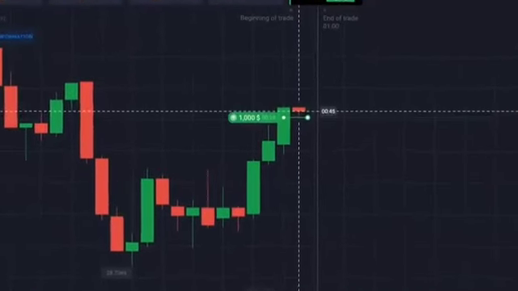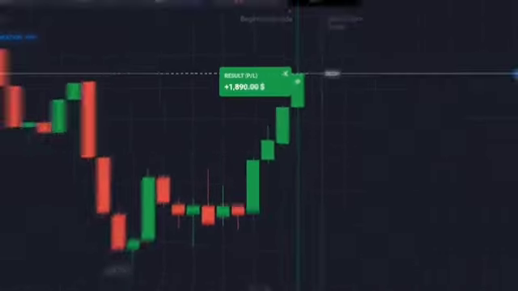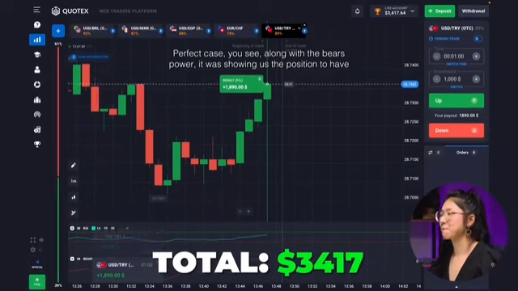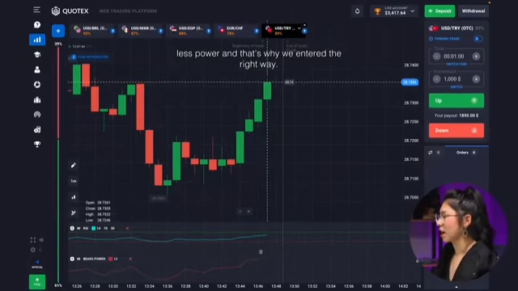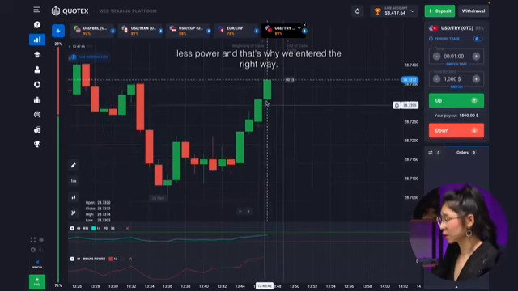So guys, again, perfect case. You see, along with the bear's power, it was showing us a position to have less power, and that's why I went with the right way.